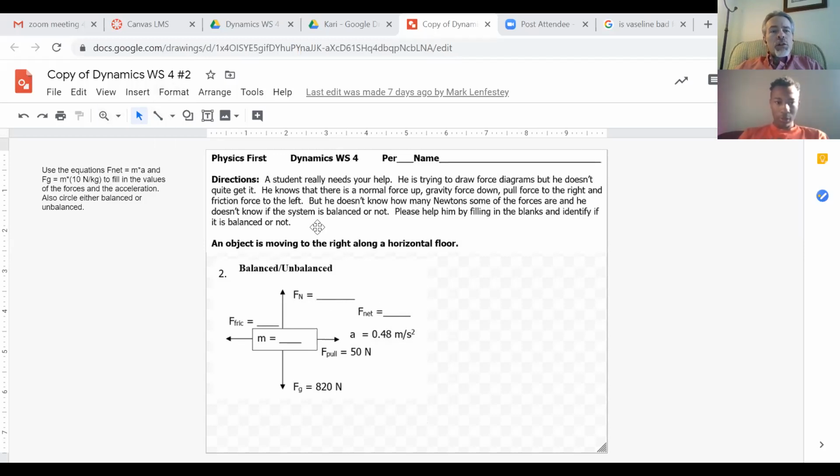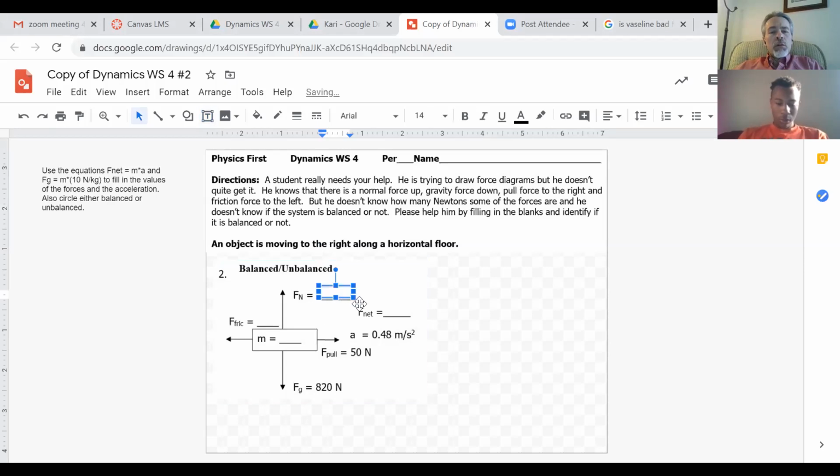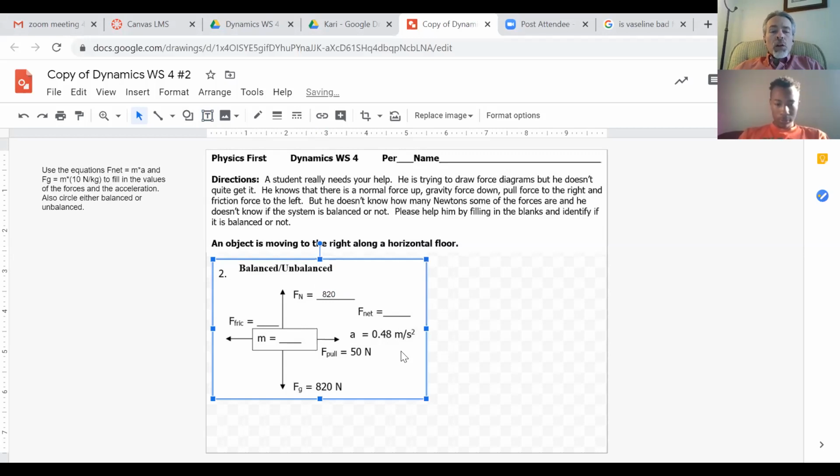Yep. Do you see that little T off to the right up there? If you click on that, that lets you type. There you go. Perfect. Now, also, there's an equation over there on the far left. It says use these equations. The equation Fg equals m times 10. We can use that because we know what Fg is. We know it's 820. So why don't you click that T again and we'll write an equation, up there at the top where you clicked the T before.